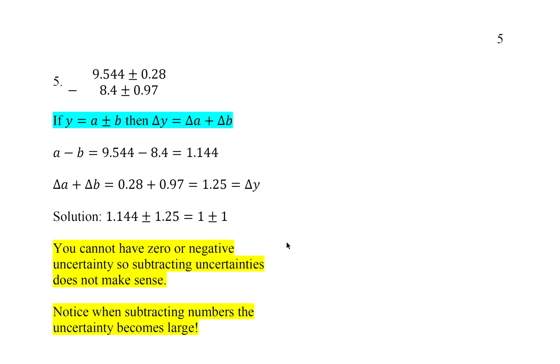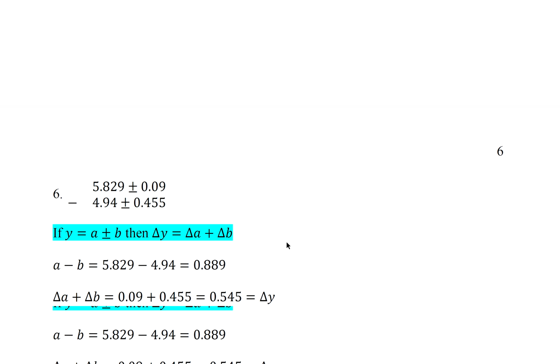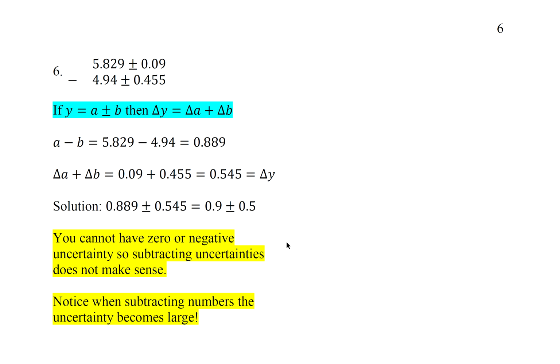Question 5, we're subtracting uncertainties. You could do this yourself. It's very similar to question 4. Question 6, we're subtracting uncertainties again. Sorry, we're subtracting two values, but we're adding the uncertainties as usual because we're using this equation in blue.